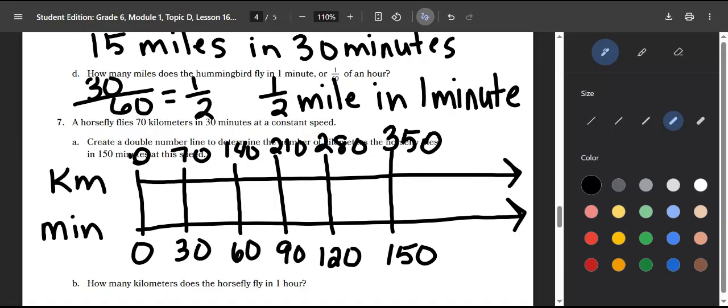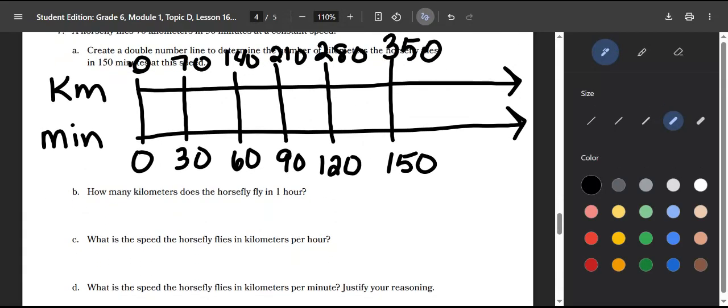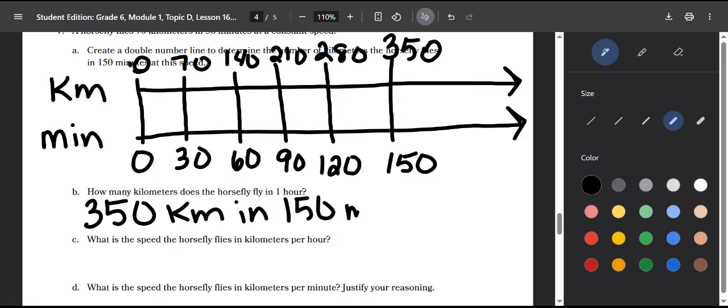Now, I'm sure you didn't write all over your words on your workbook. I just have to because of this weird stylus I'm using. So I'm sure you can still read yours. But the question was, what we had to determine was the number of kilometers the horsefly flies in 150 minutes. So I go look at my double number line and I see across from 150 minutes is 350 kilometers. So the horsefly flies 350 kilometers in 150 minutes.